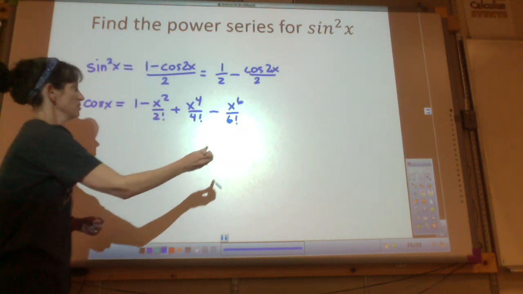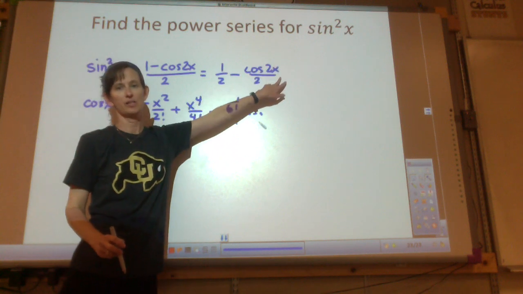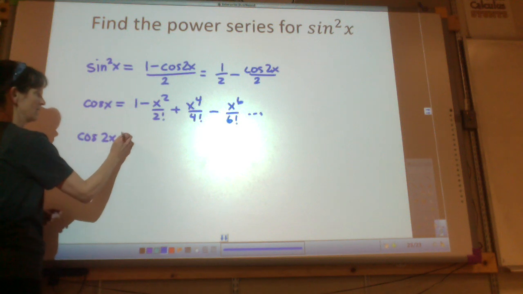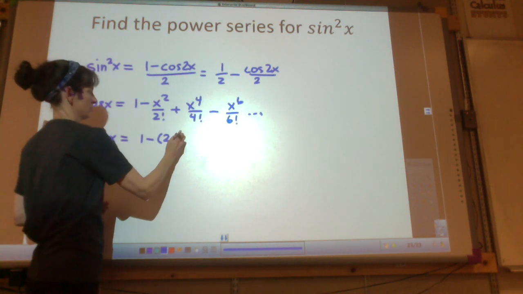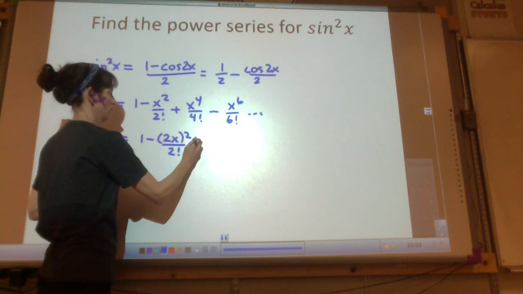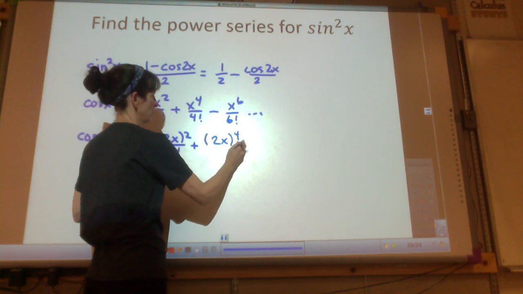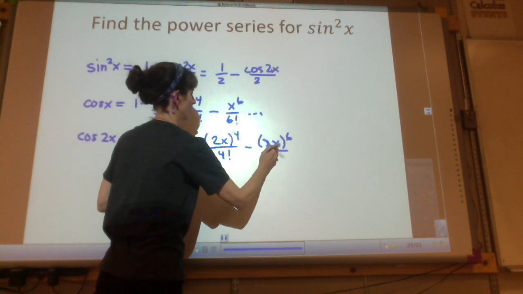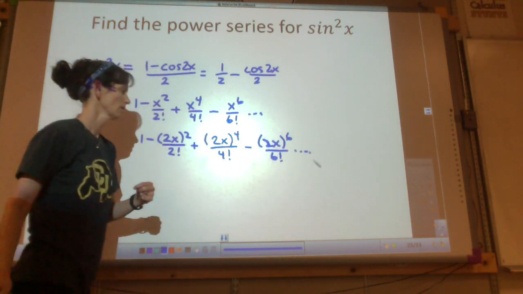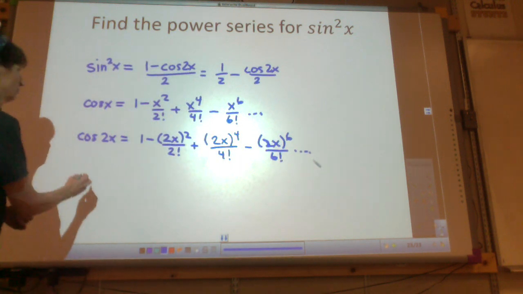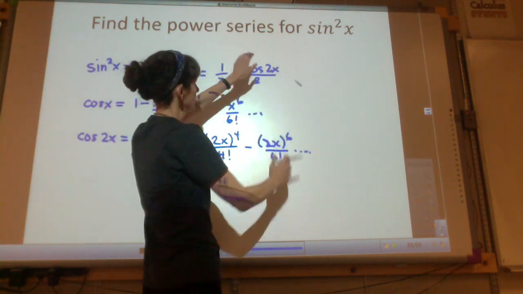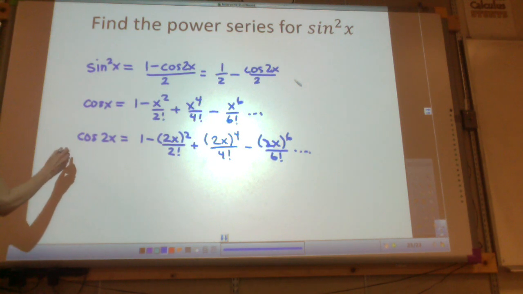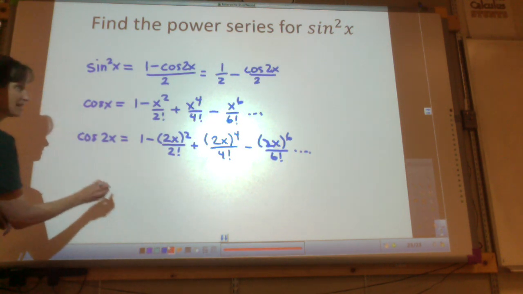Okay. So that goes on and on and on. But what I really want is cosine of 2x, and so the smart girl is going to put a 2x in for every one of those x's. So 1 minus 2x squared over 2 factorial plus 2x to the 4th over 4 factorial, 2x to the 6th over 6 factorial. What should I do next? I'm trying to generate this series. I did this, I did that. Next thing I need to do is divide by 2. So I'm going to do 1/2 of this entire series.